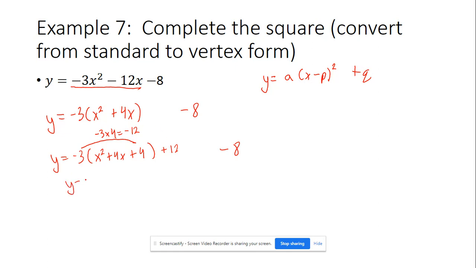So we've got y equals negative 3 times x squared plus 4x plus 4, which is x plus 2 squared. 12 minus 8 is 4. So here's my answer in vertex form.